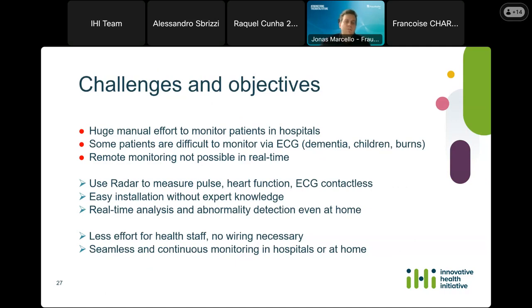And so what we want to develop, or further improve, is a contactless measurement of ECG using radar technology. The radar should be easily installable, like a box under the bed, and should deliver real-time data of heart and cardiac function, to the end that the healthcare staff needs less manual work, no more wiring, and they can focus on the more important tasks. Next slide, please.